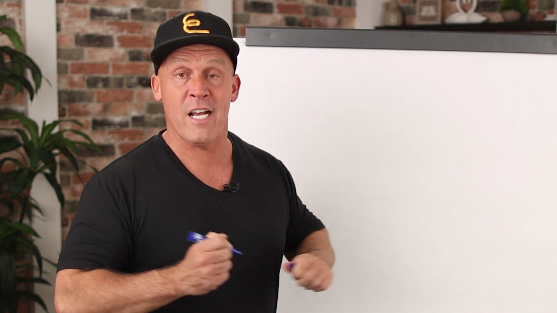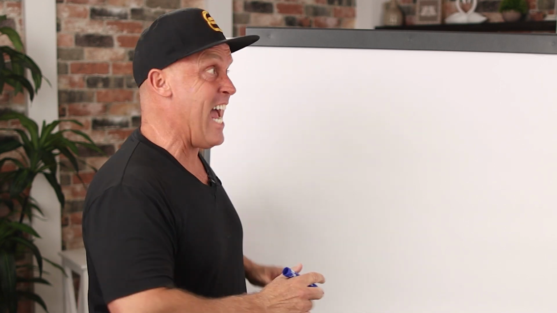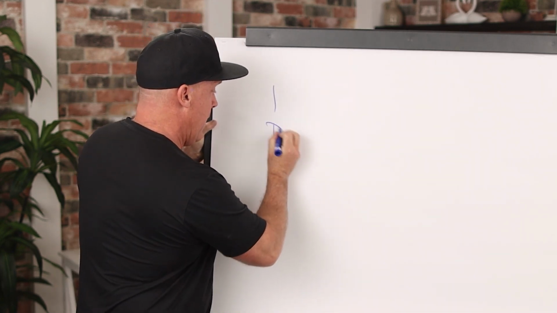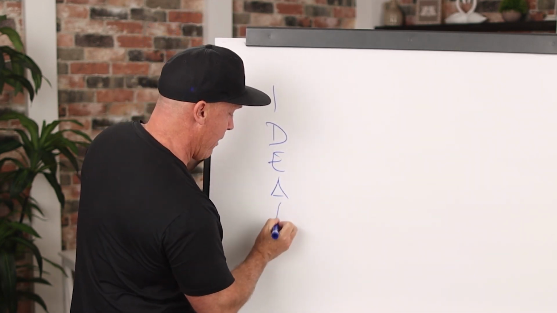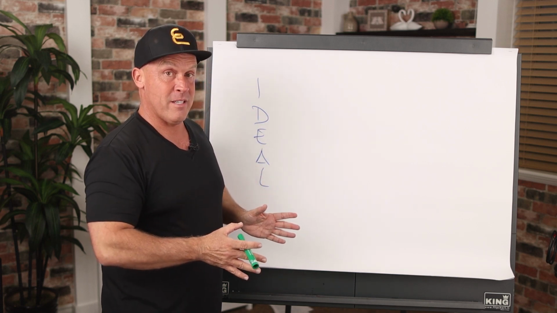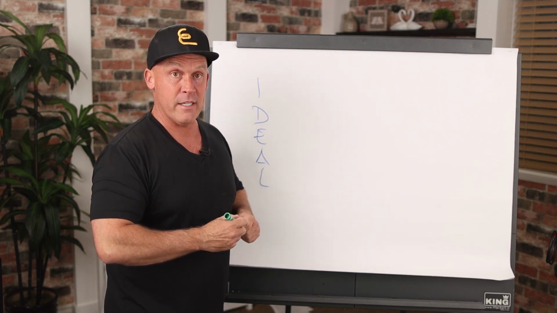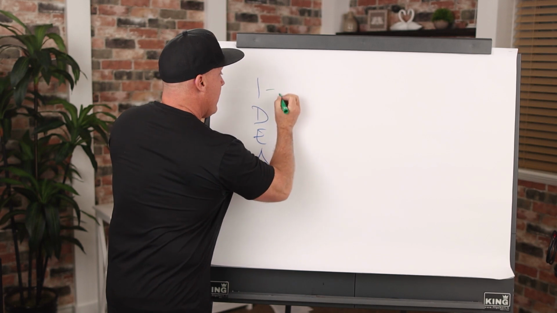Now, before I give you those 6 types of cash flow that you can produce from real estate, I want to go over and cover why real estate is such an ideal investment. And ideal is an acronym. And each letter stands for something specific, a specific benefit of real estate. So the I stands for income.